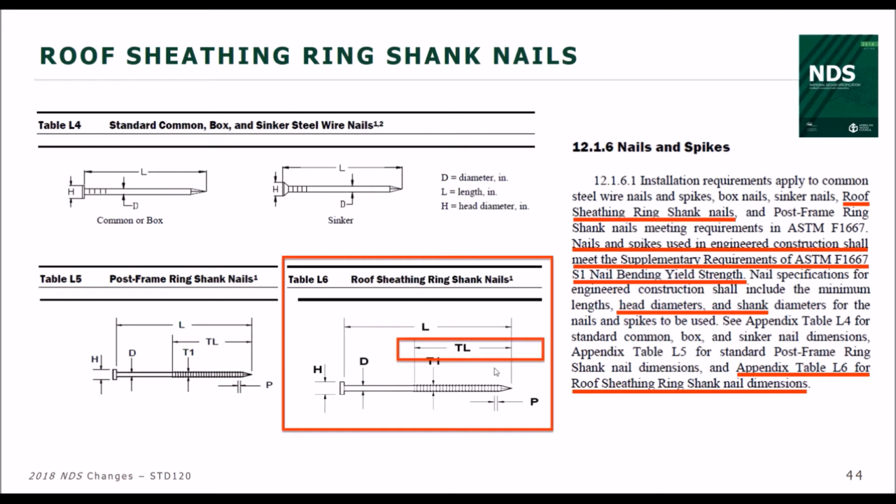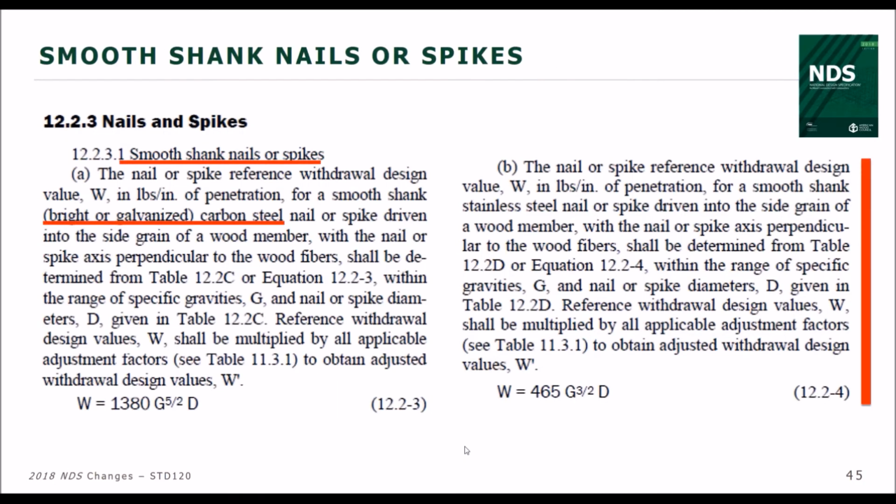The other thing that's important here is the thread length, TL, as defined in this drawing. And so when we get to an example here in a little bit, you're going to need to remember that the withdrawal values for these ring shank nails are based on the thread length, not the full length of the nail. So keep that in mind as we move forward as well.